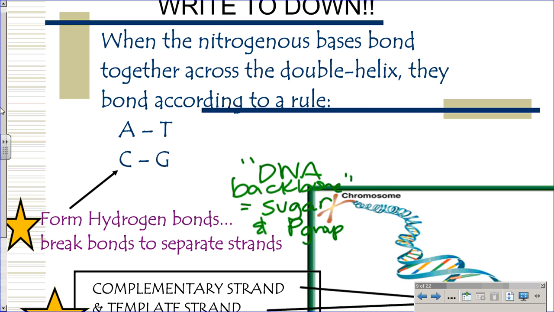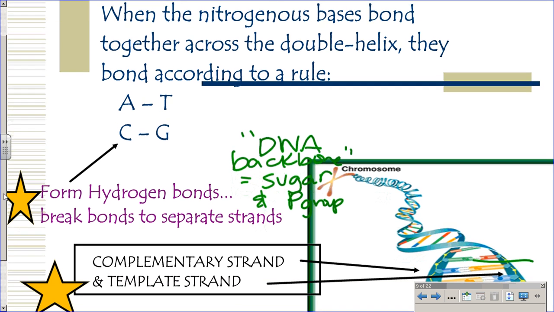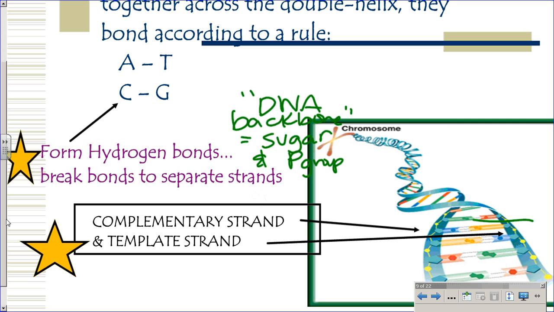All right, so you'll see that I put a dash between these. That dash is intentional. Please write what that dash means. That dash means hydrogen bonds, okay? So what happens is the adenine and the thymine nitrogen base, they have this attraction between them, and that attraction is called a hydrogen bond. So if I ask you, what holds the two base pairs together, you would say hydrogen bonds.